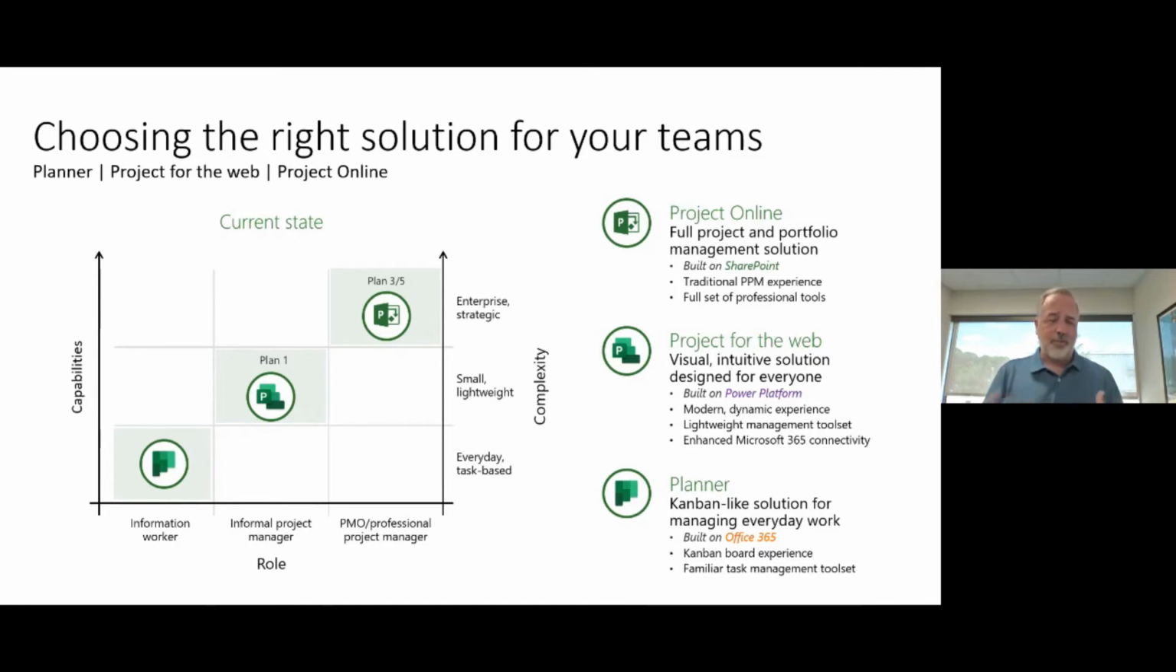Now, from a licensing perspective, Planner is included in your Office 365 licensing. But when you get to Project for the Web, there's a license called Project Plan 1. So when you see Plan 1, we're talking Project for the Web.